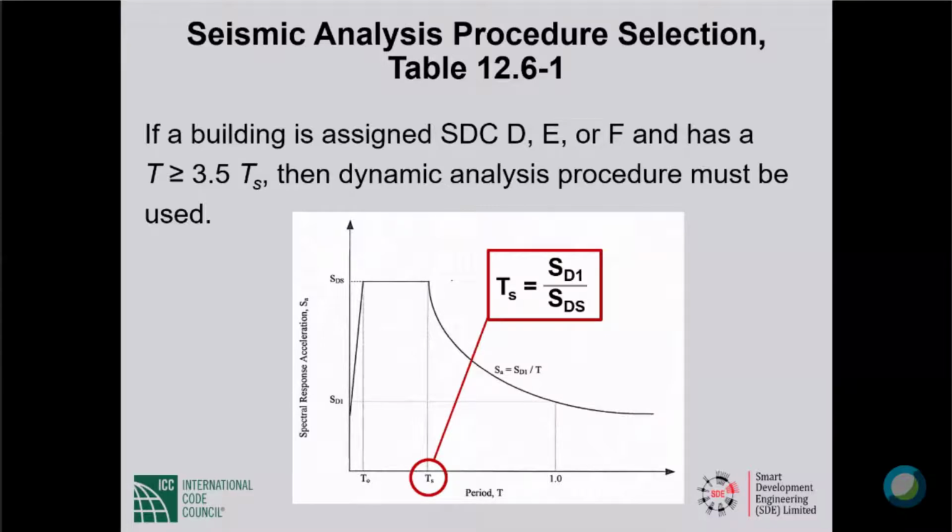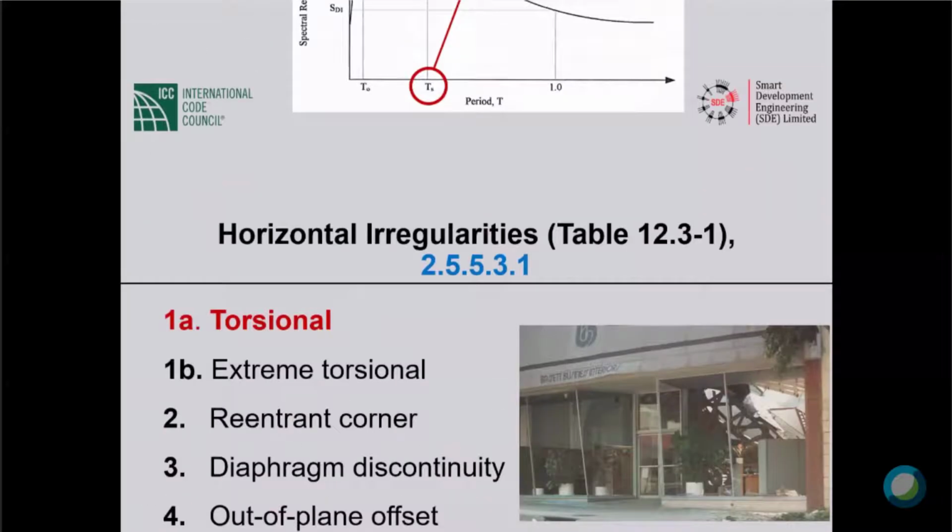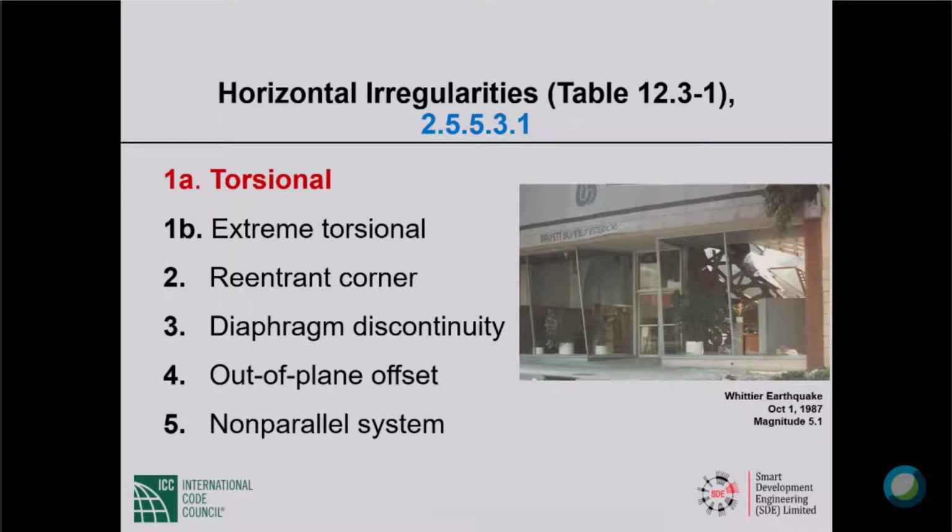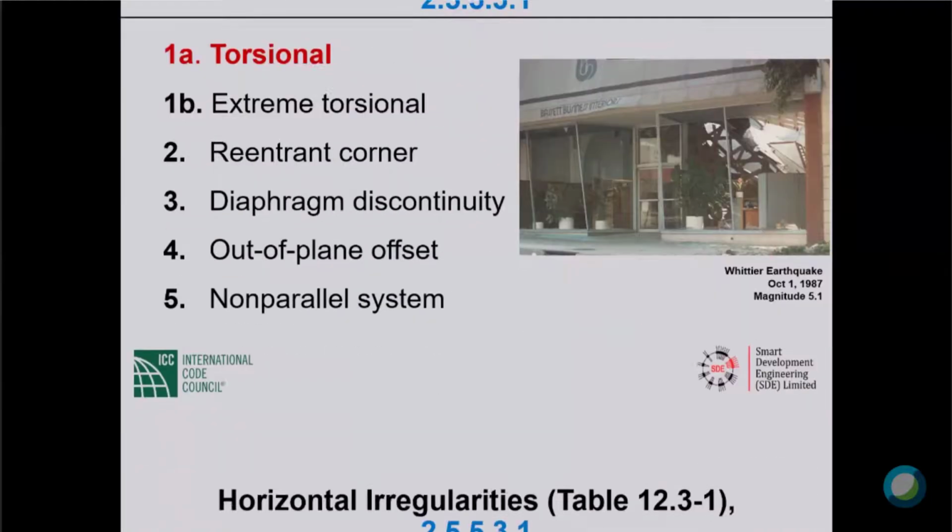So this I already went over. If a building in seismic design category D and above has a period larger than or equal to 3.5 times T sub S, then dynamic analysis procedure must be used. In BNBC, it is T larger than or equal to 4 times T sub S, or larger than or equal to 2 seconds, whichever is the smaller of the two. Okay, now I will take the horizontal irregularities one at a time and share with you what it is that we are required to do in design.